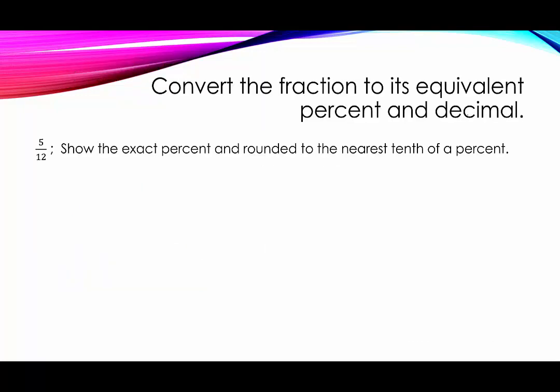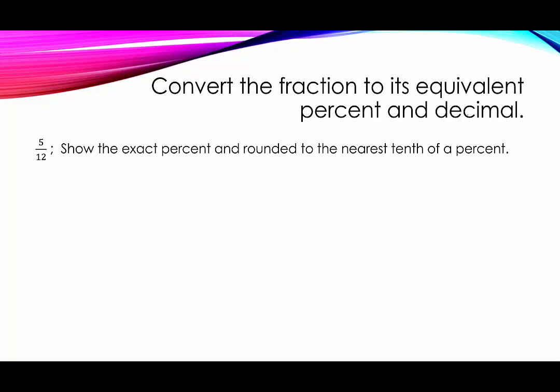Okay, in this example, we're given the fraction 5/12. We want to show the exact percent, so that means we're going to keep a fraction in the percent, and then we're also going to round it to the nearest tenth of a percent. Once we've rounded it, then we'll convert to a decimal. So I'm going to convert to a percent first, and then I'll convert to a decimal.